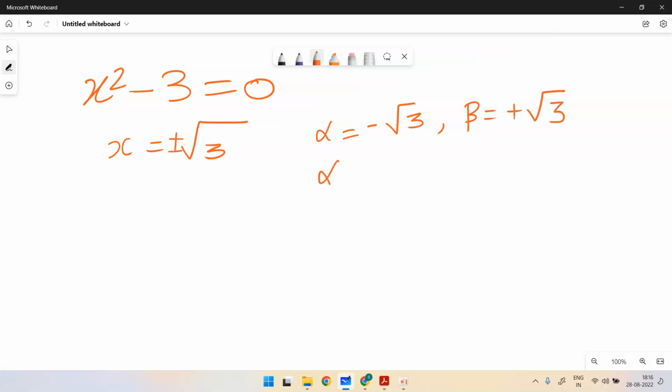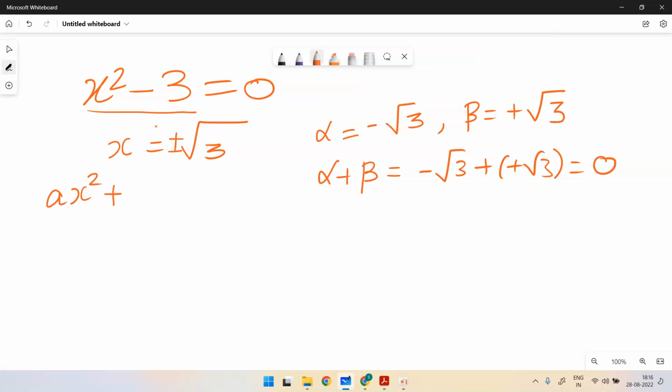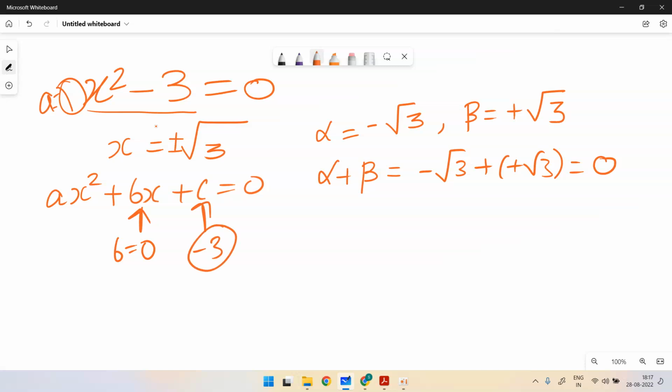Now what is alpha plus beta? The sum of zeros is minus root 3 plus root 3, which is 0. From here, if you compare with ax square plus bx plus c equals 0, here the b value is 0. The value of a is 1, the value of b is 0, and the value of c is minus 3. So from here you can say that this is 0 by 1, which is minus of the coefficient of x by the coefficient of x square.